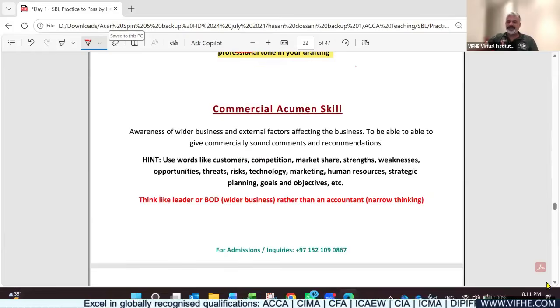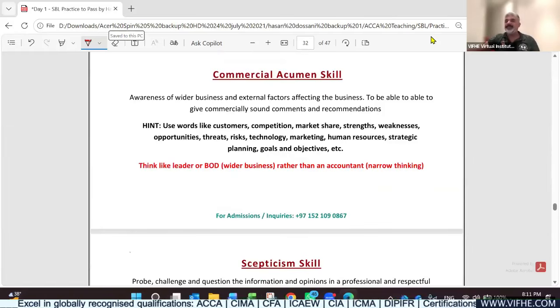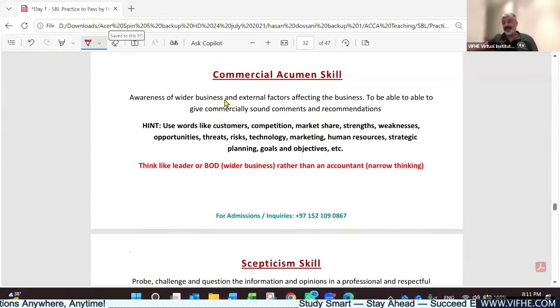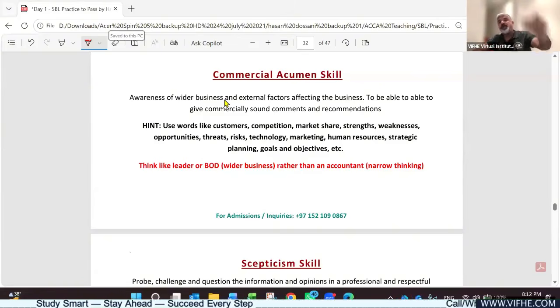Now, this one is very simple, but for some reason, the majority of the students have low confidence on this. Everybody knows this, but I don't know why some students or majority of the students feel that they don't know it. Okay, let me ask you, how many of you think you don't have commercial acumen? Let's see right now.